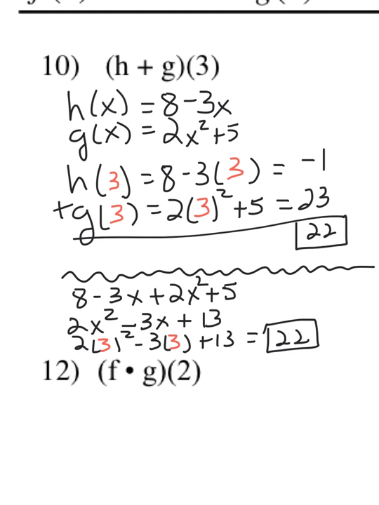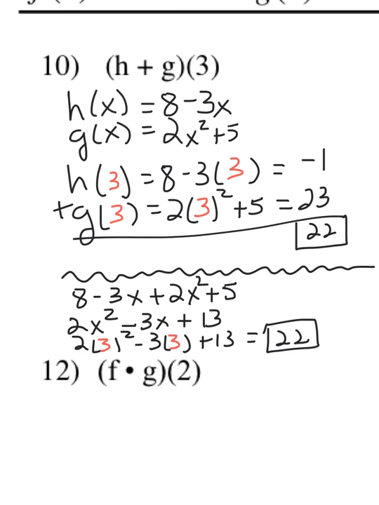All right, so let's take a look at both of these methods. In the first one, I simply plugged in the 3 in for function h, and the result I got was negative 1. And then I plugged the 3 into g, and the result I get here is a 23, and then I add my two results together and I get a 22.